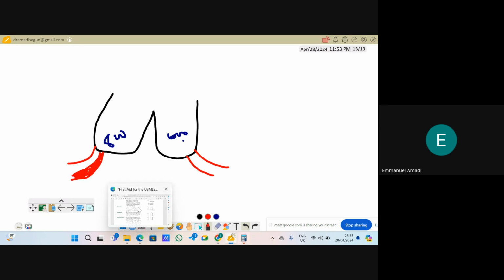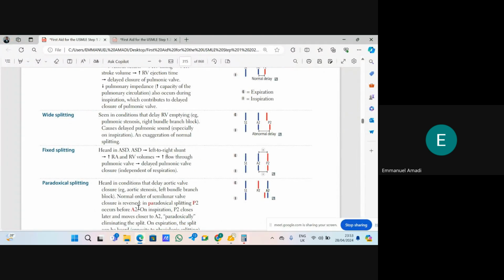It simply means that there is a problem on the right side of the heart that is preventing the right side of the heart from delivering that blood to the pulmonary artery. Pulmonary stenosis is the most common cause. It could definitely be a right bundle branch block, which prevents contractility of the right side of the heart. If the right side cannot contract, it will take them a long time to push out blood.